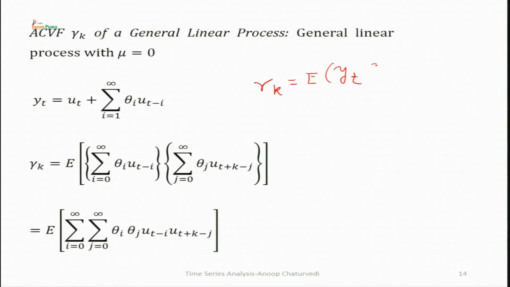y t y t plus k. Gamma k is equal to expectation of y t y t plus k. Then we substitute y t equal to summation i equal to 0 to infinity theta i u t minus i, and y t plus k equal to summation j equal to 0 to infinity theta j u t plus k minus j. And remember that we have taken theta naught equal to 1. So, for i equal to 0 you get the first term u t, or you can write this as expectation of summation over i summation over j theta i theta j u t minus i u t plus k minus j.